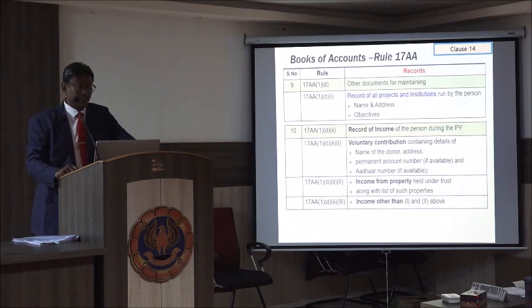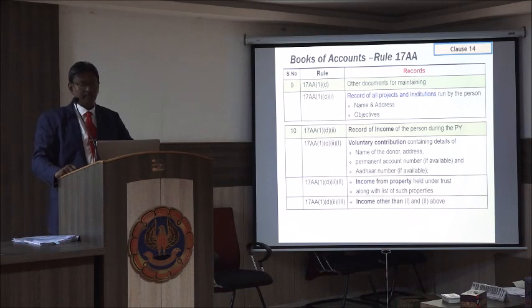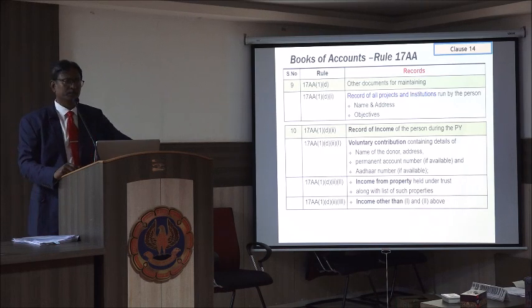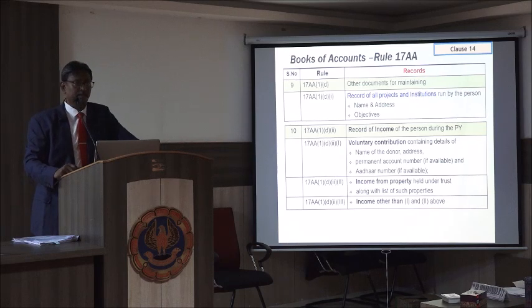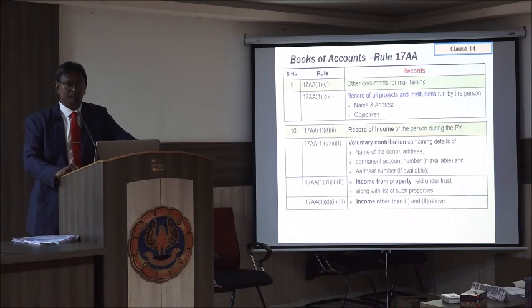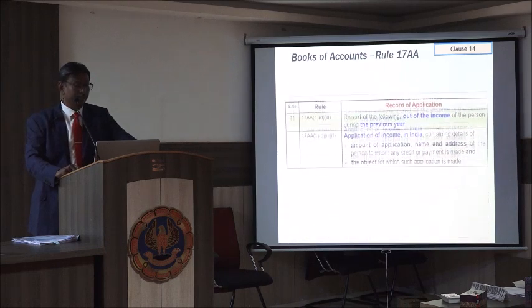Record of income of the person during the previous year. What is the record of income you have received? Voluntary contributions you are receiving: the name and address of the donor, permanent account number if available, Aadhaar number if available. If not, whatever other proof they are giving, you should have it. Income from property held under the trust, it can be interest income or any other income which you are receiving, you have to have separate records for that. And income other than the above 1 and 2, you have to have a record for them.